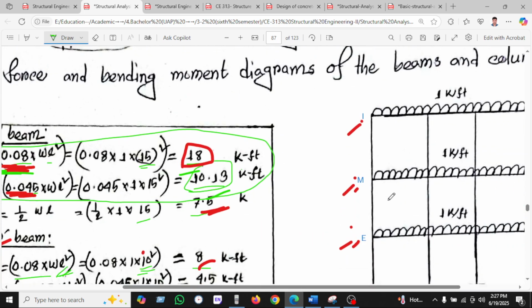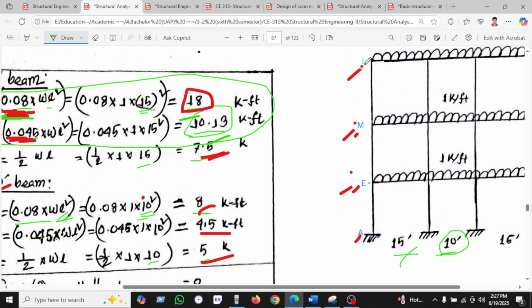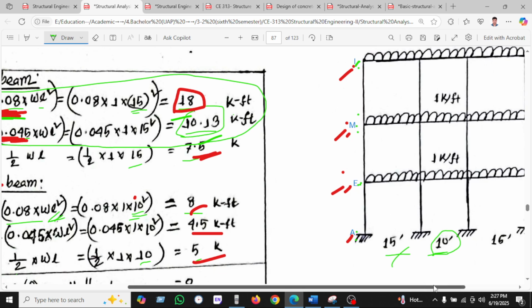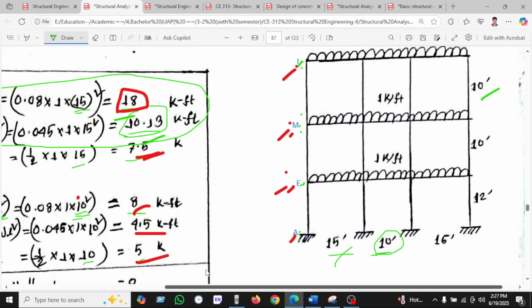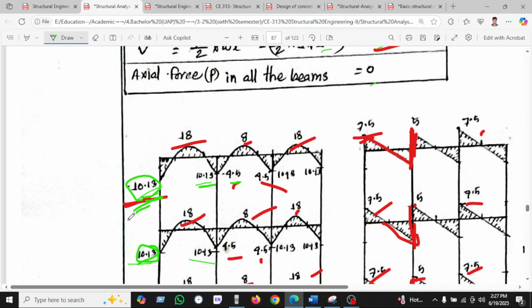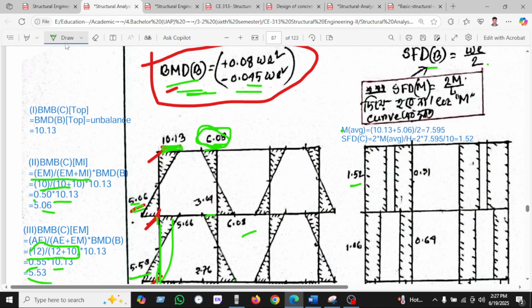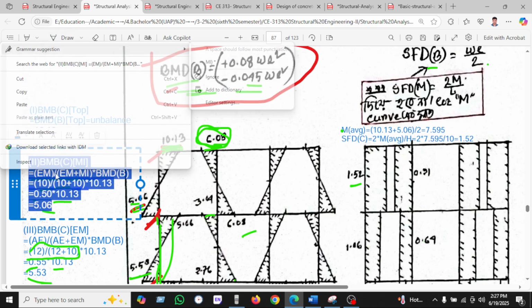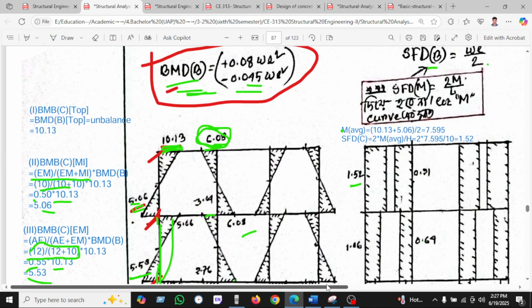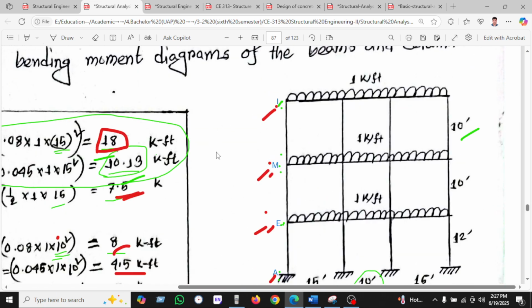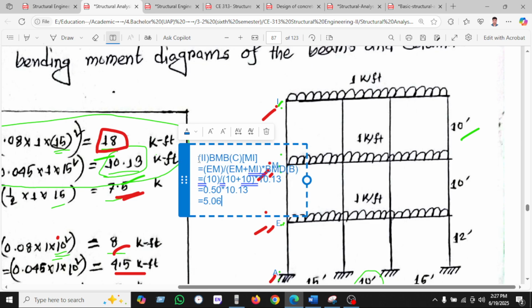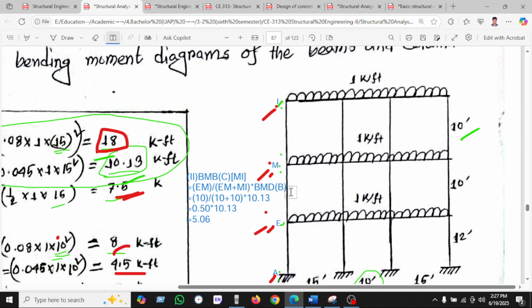So we have seen here these are the I, M, E and I. So MI is here and EM is here and I is here. So we can see here, if we take this calculation, I'm just copying it here, then you can understand how. Okay, so the bending moment we can draw here.